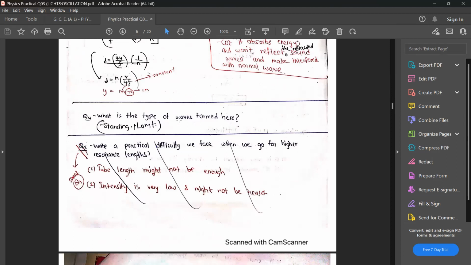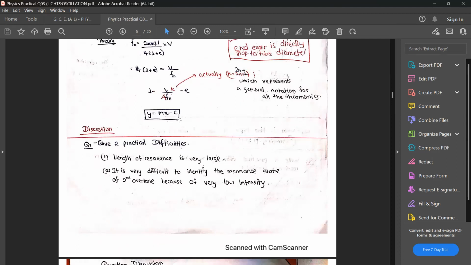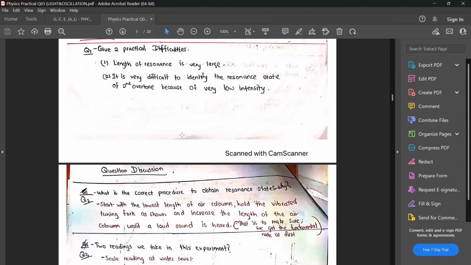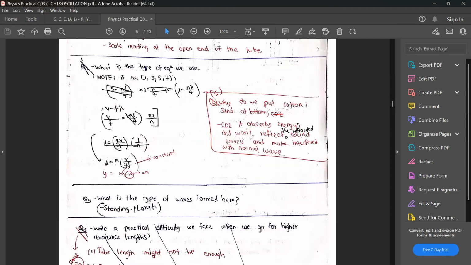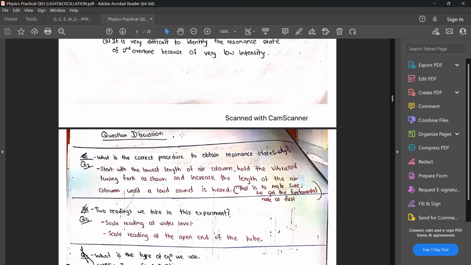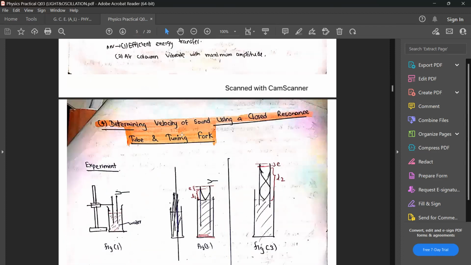Write a practical. This one is the same as question one. I hope you all are okay with this practical of determining the velocity of sound using a closed resonance tube and a single tuning fork.